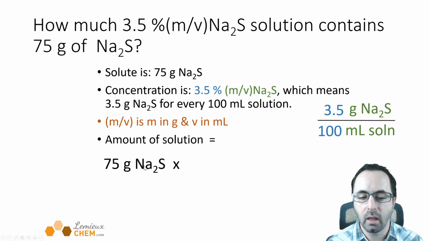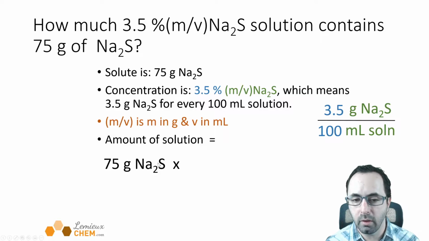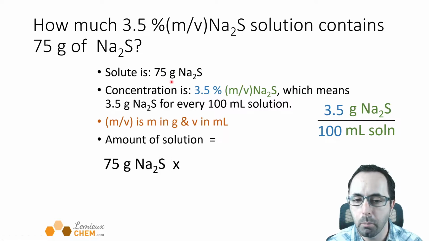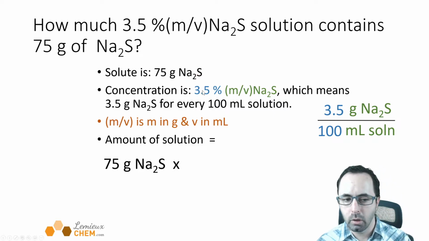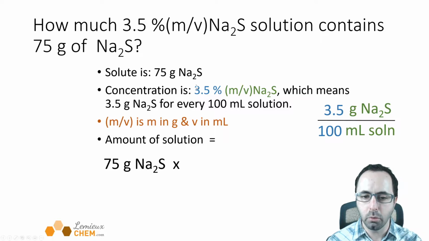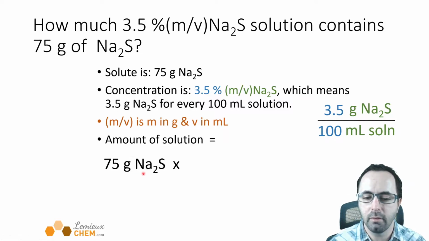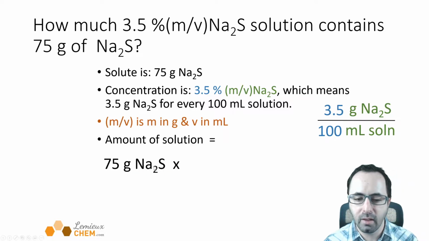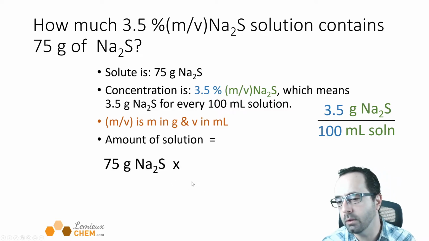So to get our amount of solution, we start with our 75 grams. Again, we know to start here because it has number, unit, no per, no equals. That's where you start. Number, unit, that's your data. 75 grams of sodium sulfide. Just like the old days, right? Just like before when we were using conversion factors.